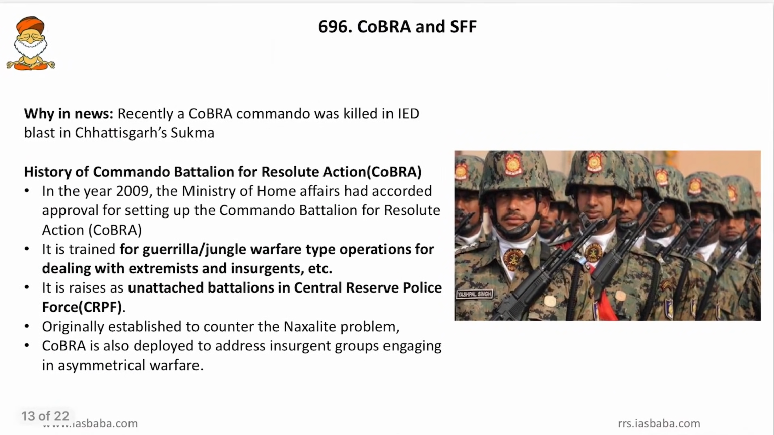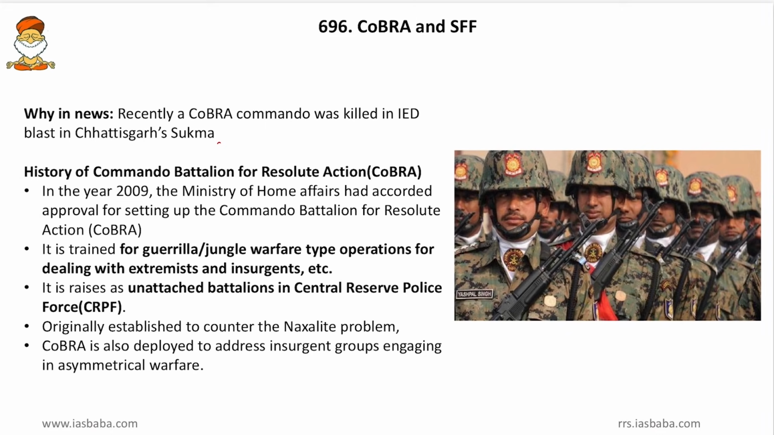Then come to next one, the Cobra and SFF. First one, Cobra. Why was it in the news? Because recently a Cobra commando was killed in an IED blast in Sukma, Chhattisgarh. Yes friends, these Cobra people fight in the Naxal areas, and that is why they are the most victimized police personnel in India, and every time they come in the news, they become important.